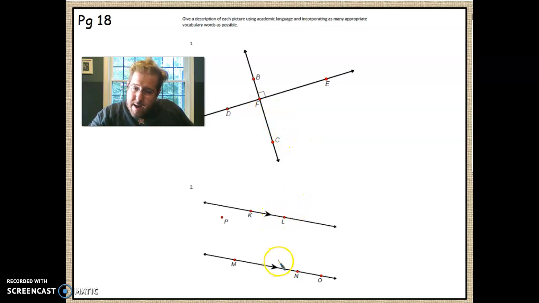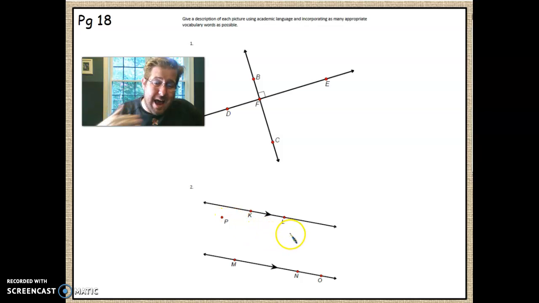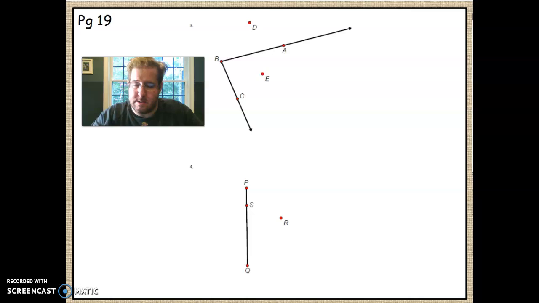Over here we have line KL is parallel to line MN, with O also being on line MN, and P being in space in between the two parallel lines. I know it doesn't tell you exactly where it's at, but there's really no way for us to describe exactly where it's at in this case.